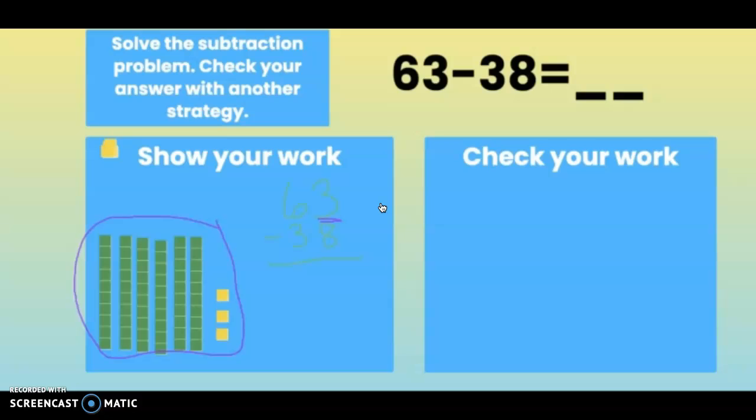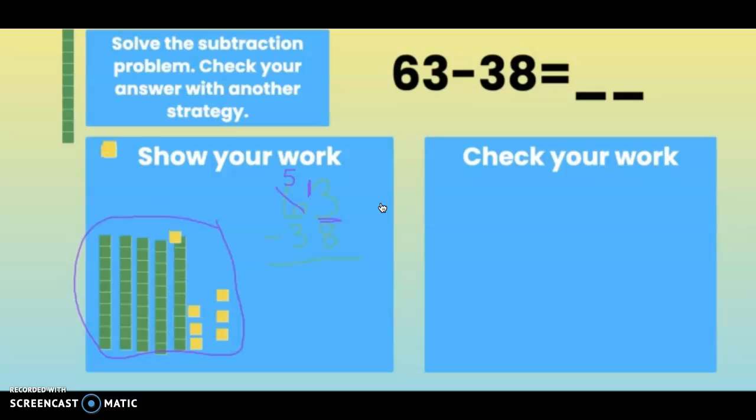So if I need more ones, I'm going to regroup a 10. So I am going to move a group of 10 to my ones place. And so now I have 5 tens and 13 ones. And I'll show you so we can check our answer. I'm going to move that 10 and turn that into 10 ones.